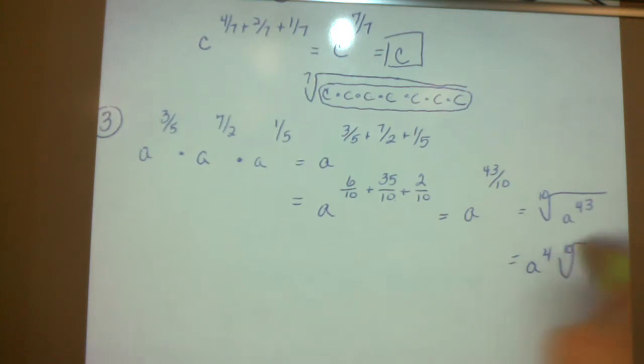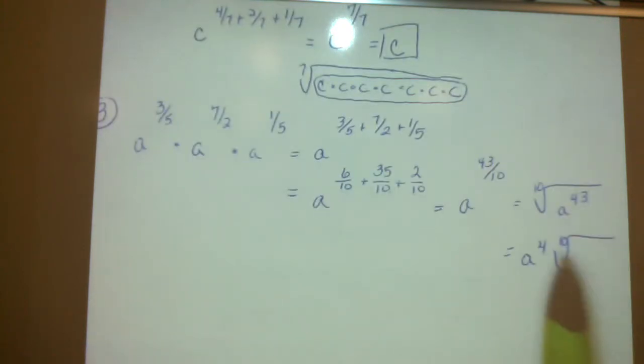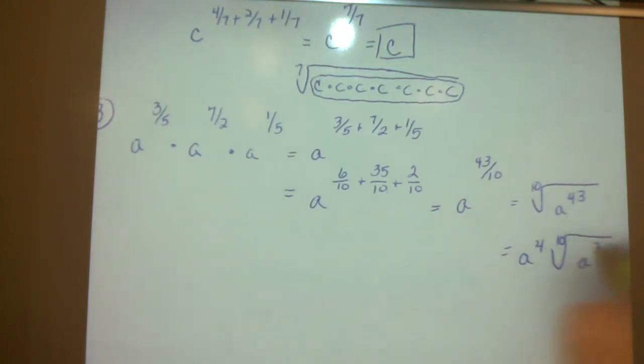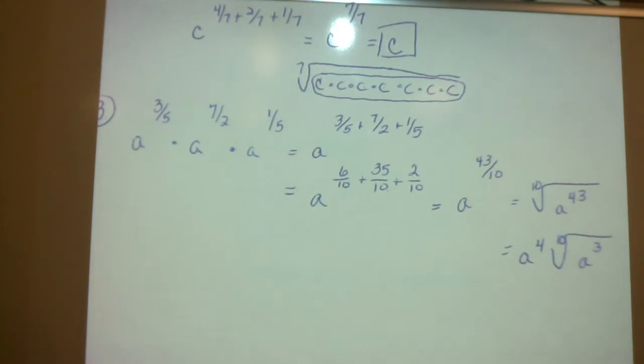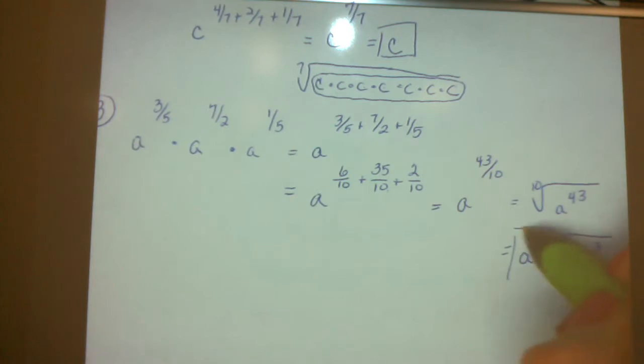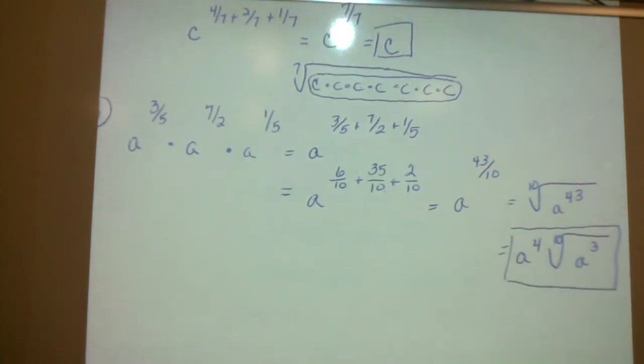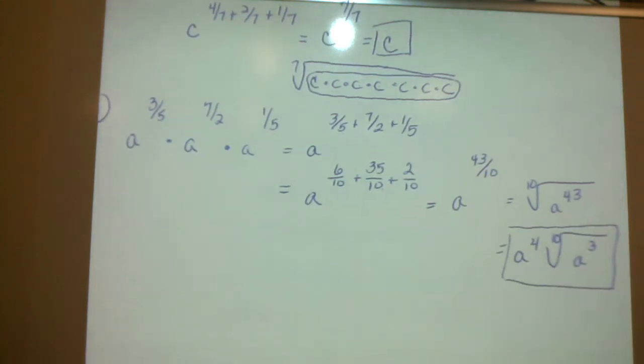And then I've got the 10th root of, well, 4 times 10 is 40. You're going to do 43 minus 40. I'm going to be left with 3 a's. Because remember, you have to visualize 43 a's all lined up, and you're grouping by 10 because that's the root. In any case, whether you write it out or not, that's going to be your final answer, which is a to the 4th, the 10th root of a cubed.